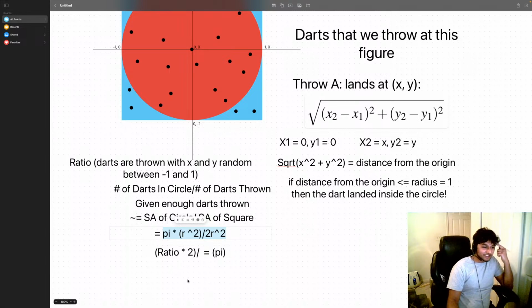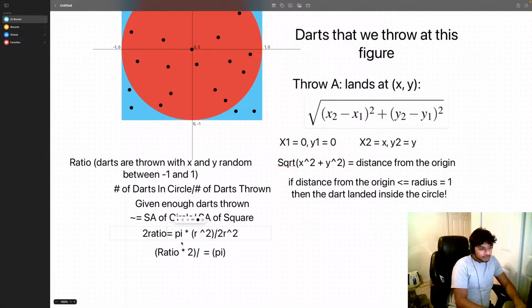How did I do this algebra? Ratio divided by, no, times ratio, 2 times r squared. This is expected to be the ratio times 2.